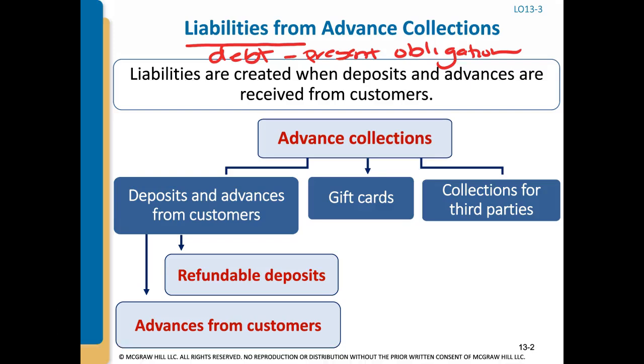First, you have deposits. Sometimes companies get refundable deposits, or you can have advances from customers, which we will go through. Companies also get money for gift cards which can be redeemed at a future date. And companies also do collections for third parties. So they collect money and then they have to remit that to a third party.